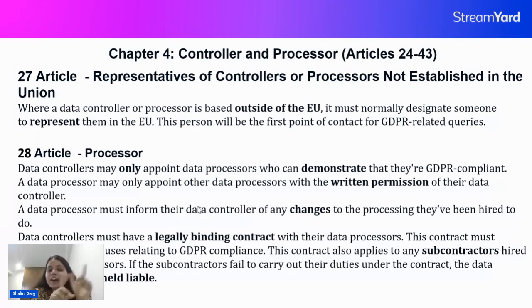In the territorial scope, what we have studied is that if the controller and processor is in the EU, then the GDPR would apply. If the controller and processor is not in the EU, but the data subject is in the EU, and the controller and processor is offering goods and services and monitoring the behavior, then the GDPR would apply, right? So the same thing is coming here. The representative must be located in the member state where these things are happening. What is happening? Offering of goods and services and monitoring the behavior of the data subject.